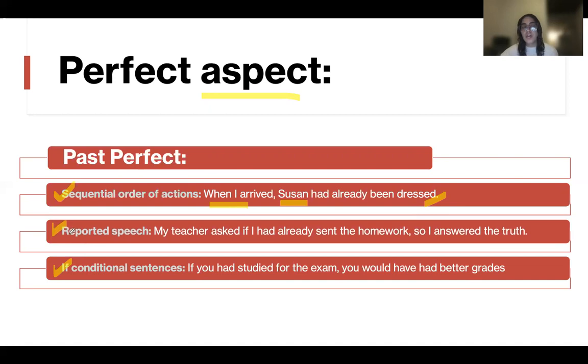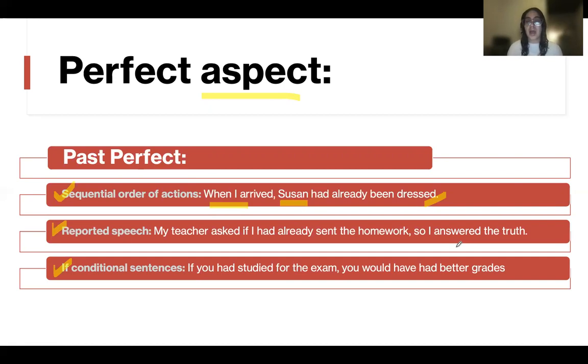Also, when we're talking about reported speech, we have, for example, my teacher asked if I had already sent the homework, so I answered the truth. In this case, we use this type of structure when we want to express something that a third person or someone said. It doesn't matter the time, we are talking about the form. So for that reason, I use reported speech.